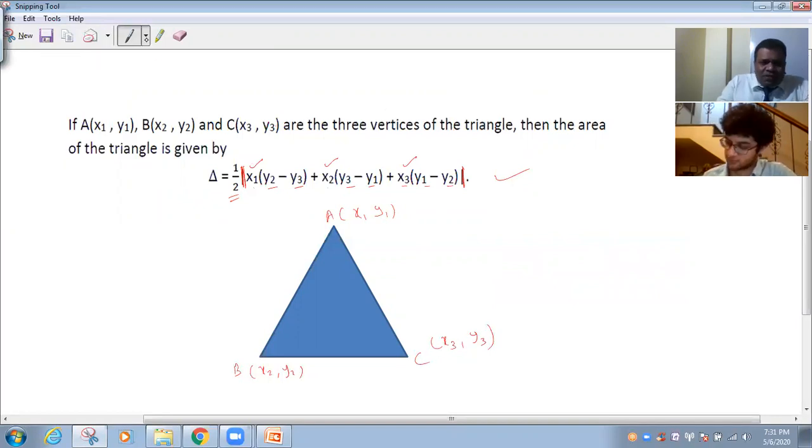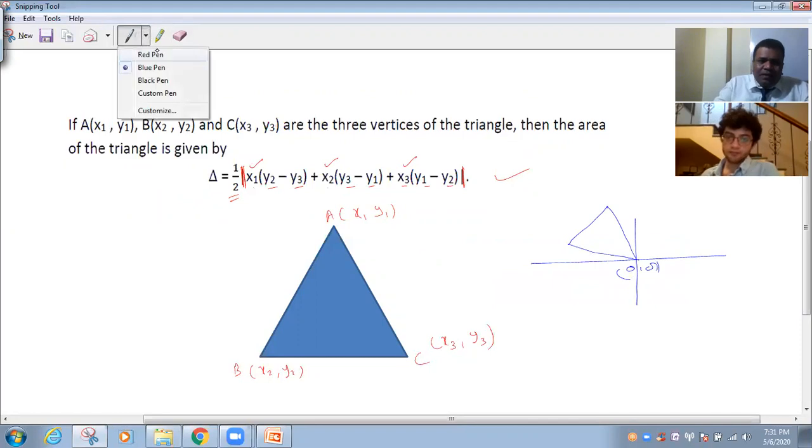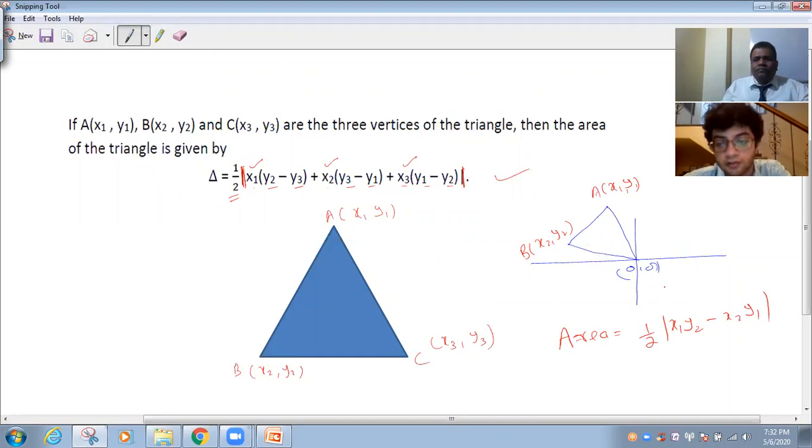This is not important, but still when we are discussing, let me take one more example. Let us say one of the vertices of the triangle is the origin. And this vertex A is given as x1, y1. And this B is given as x2, y2. In this case, what will be the area of the triangle? 1 by 2, x1 y2 minus x2 y1. Easy to memorize, right?